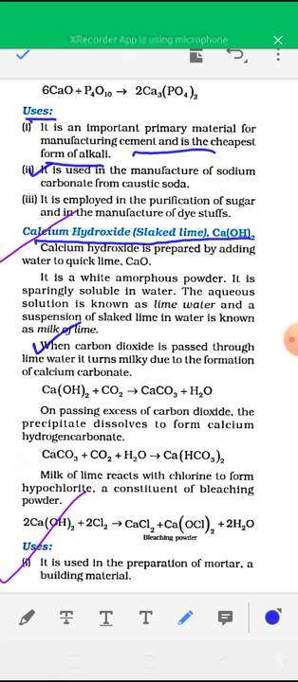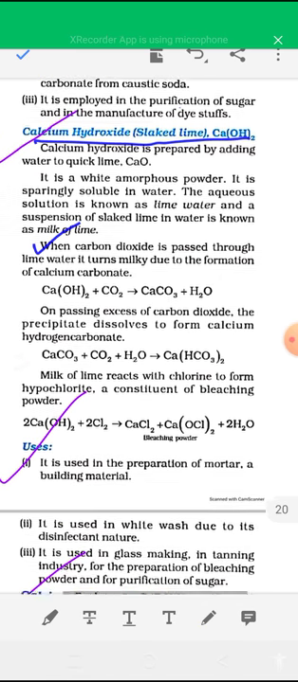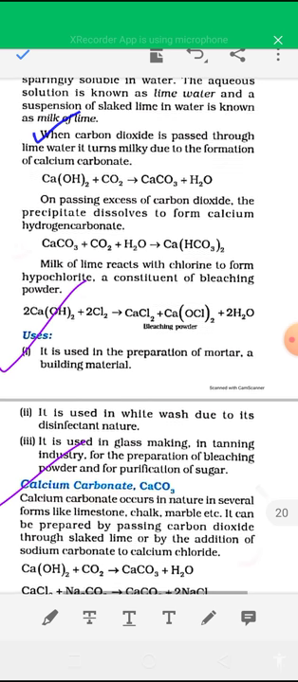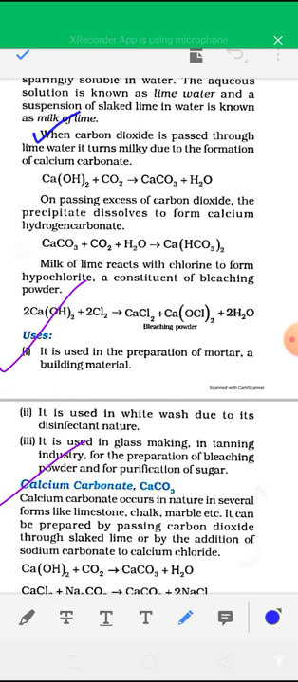Now see the reaction of calcium hydroxide with carbon dioxide. When carbon dioxide is passed through lime water, it turns milky due to the formation of calcium carbonate. And on passing excess carbon dioxide, the precipitate of calcium carbonate dissolves to form calcium hydrogen carbonate. The milkiness of the solution becomes transparent.